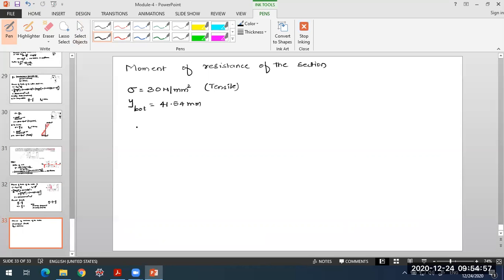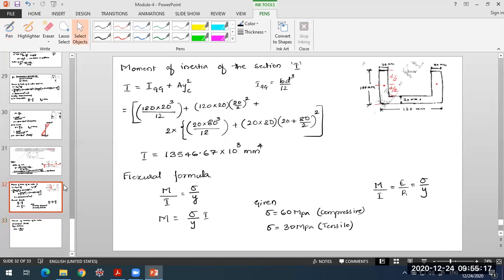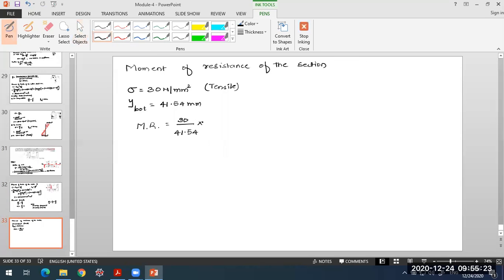Under this condition, what will be the moment of resistance of the section? M, which is MR in this case, we'll call it MR over here. The moment of resistance comes out to be 30 Newton per mm square divided by 41.54 into I. What was the I value we had? 13,546.67 into 10 raised to 3. So this is what we have, the moment of resistance of the section.